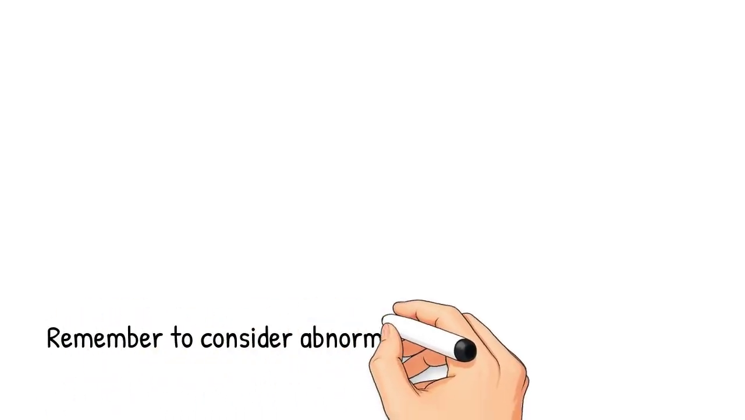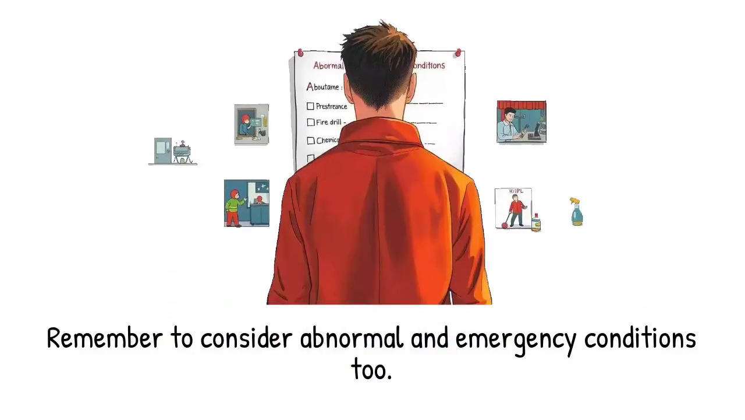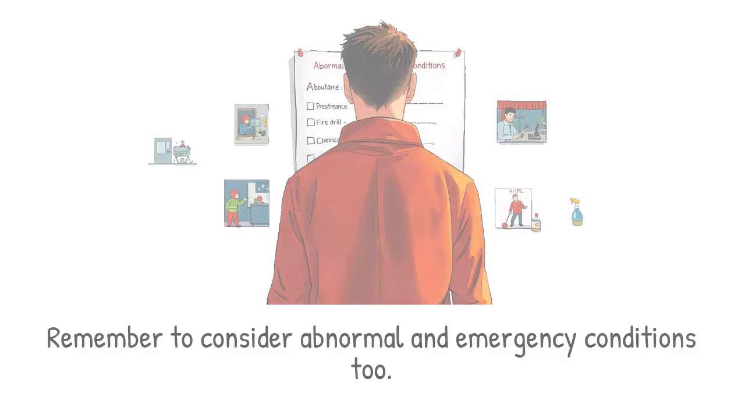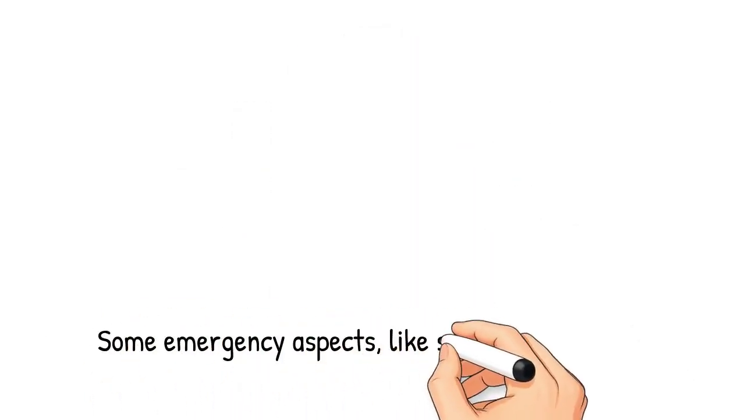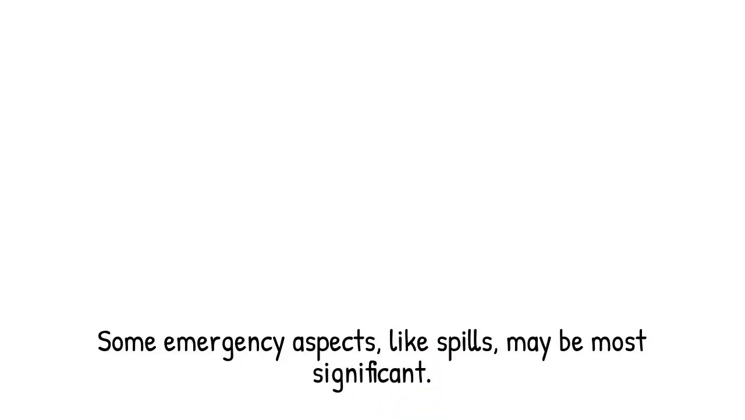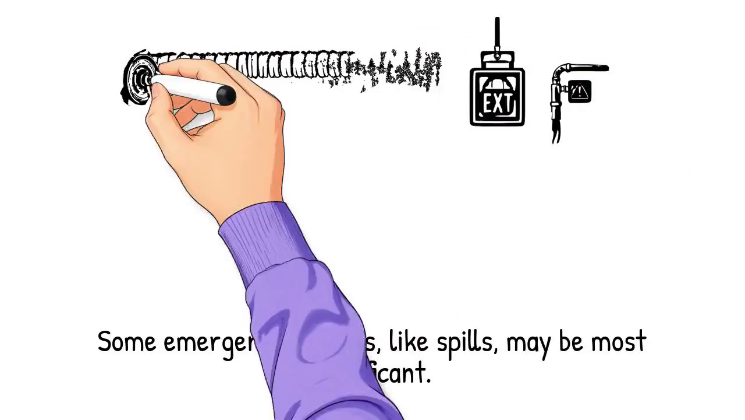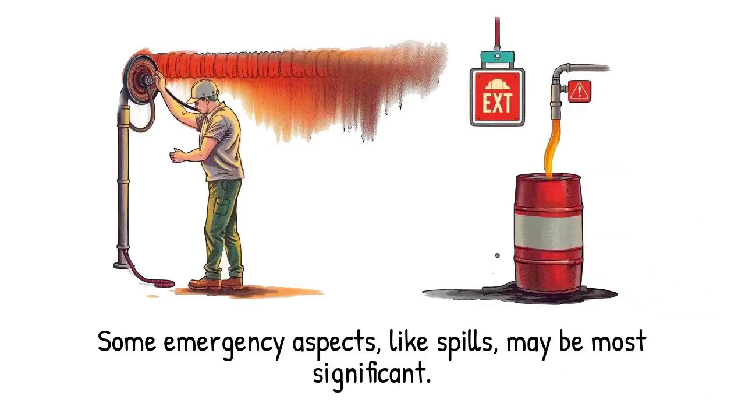The fourth step is to consider abnormal and emergency conditions. Many beginners only identify aspects during normal operations, but ISO 14001 requires you to consider abnormal situations like machine breakdowns, power failures, maintenance activities, and emergency events like fires or chemical spills. For example, during maintenance, oil leakage is possible. During a power failure, generators may run. During emergencies, hazardous substances may escape. These aspects are often the most significant, so never ignore them.